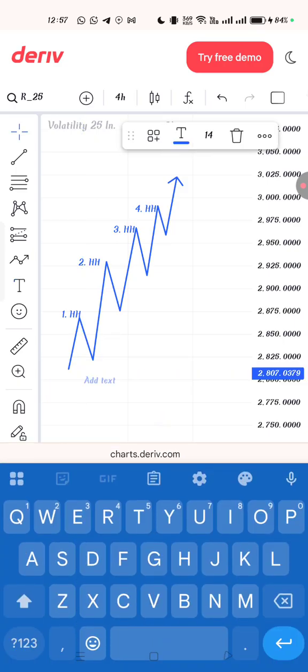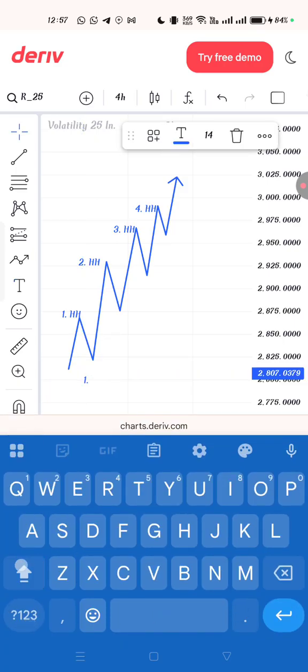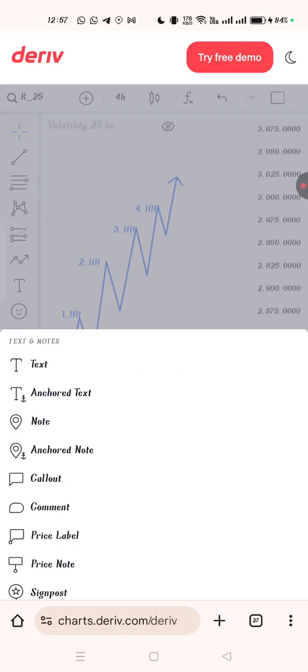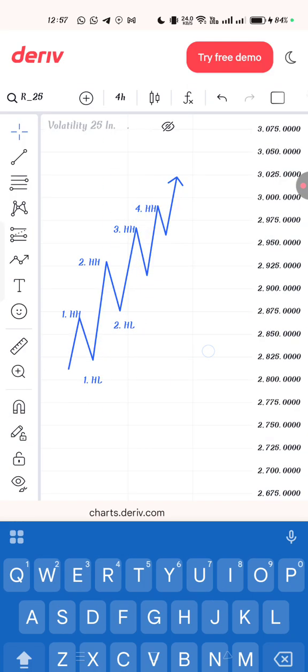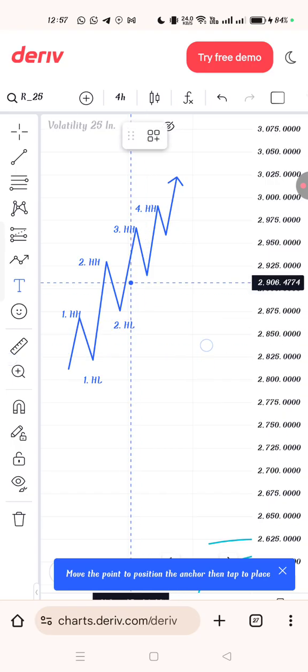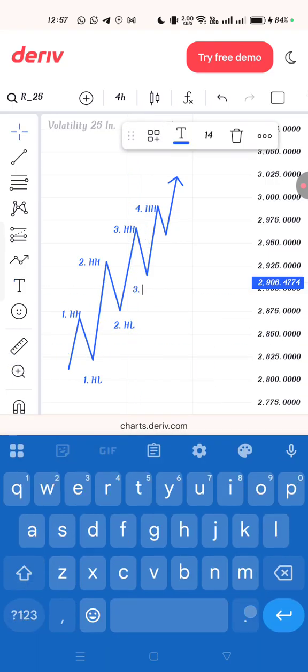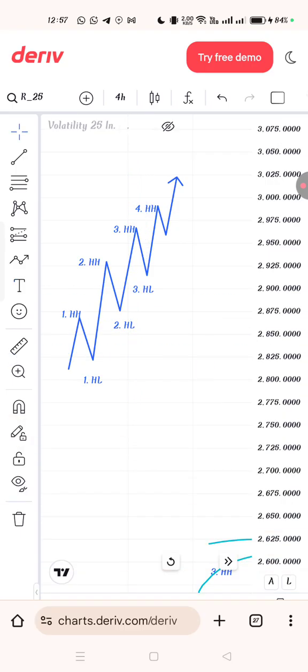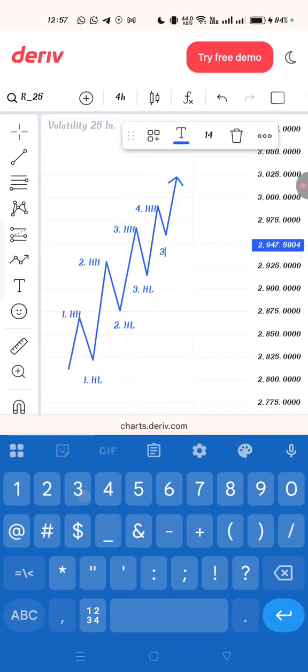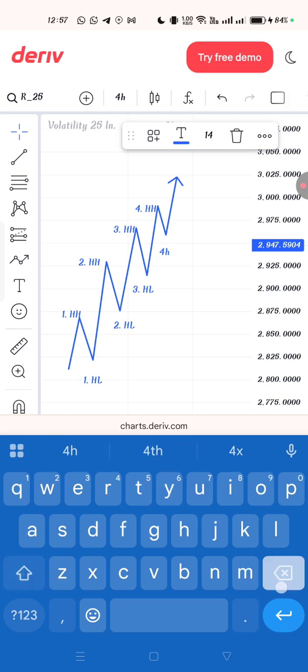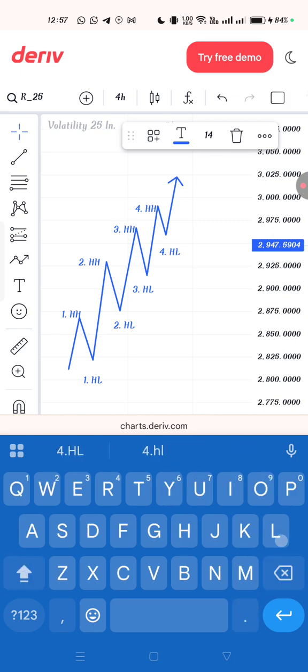So we have the fourth there, and then here we have the first higher low. Then we come to the second, we have the second higher low, and then now we have the third higher low there, and then now we have the fourth, for example, the fourth higher low, right?